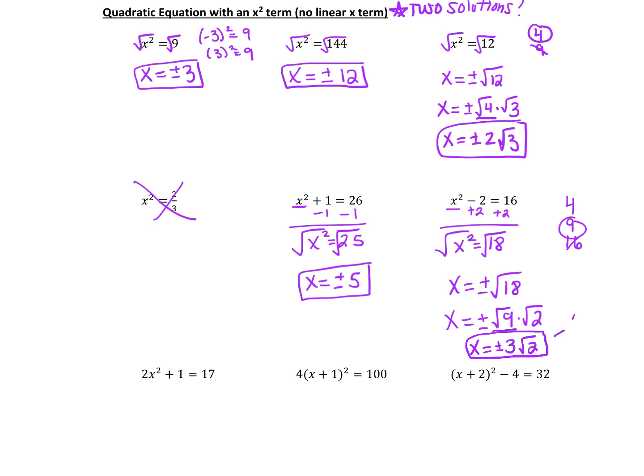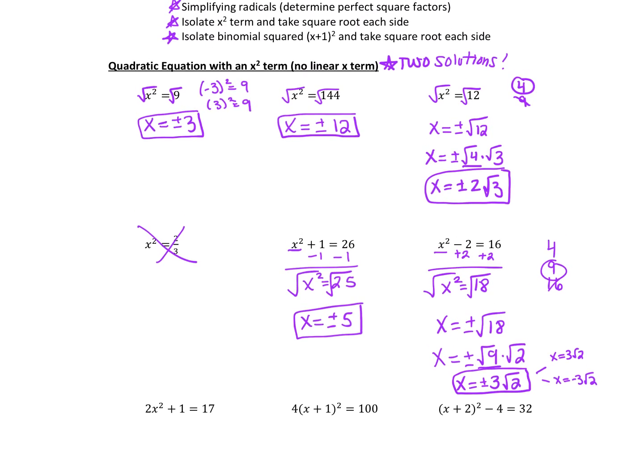Again, what this means is that x equals 3 square root 2 and x equals negative 3 square root 2. That is what the plus or minus means. It means we have the positive and the negative solution. So we have two solutions.